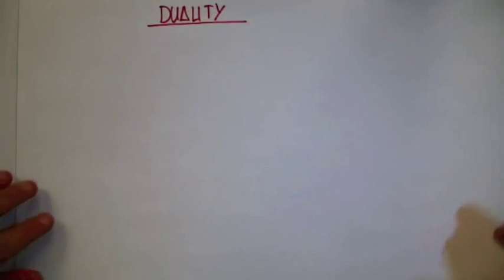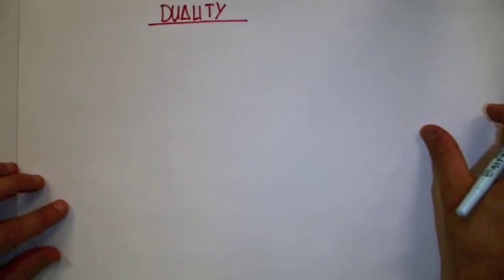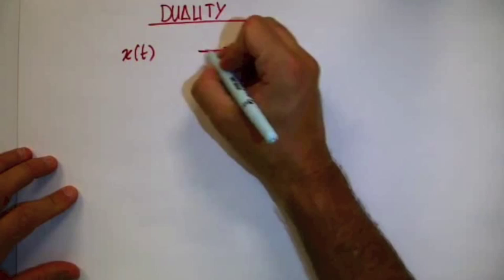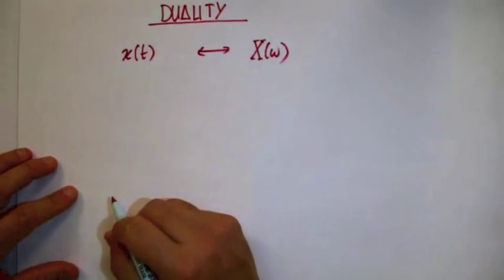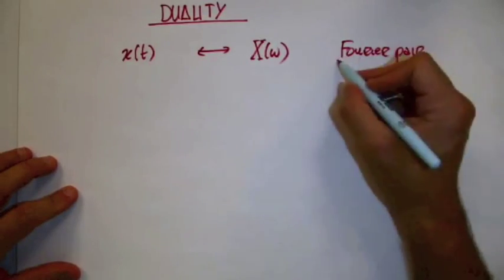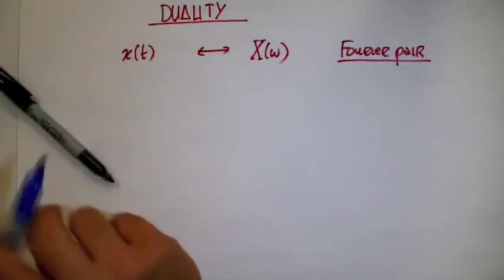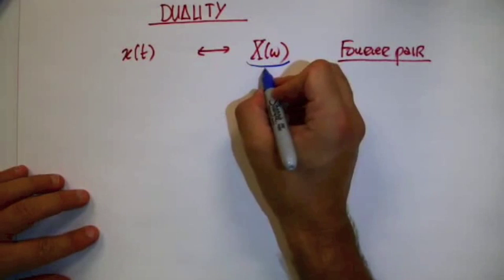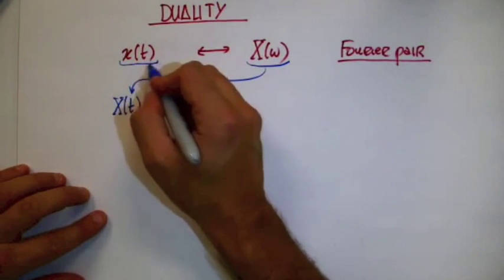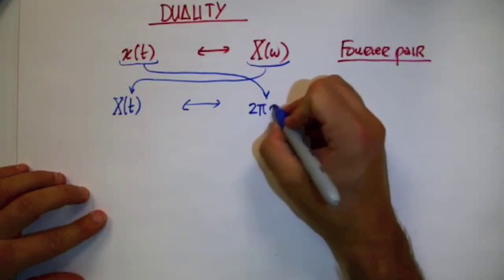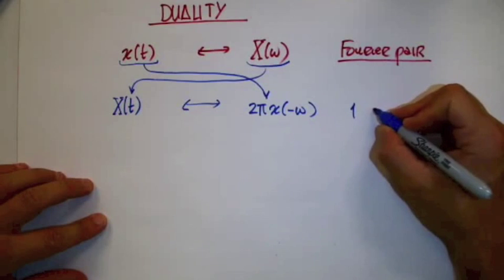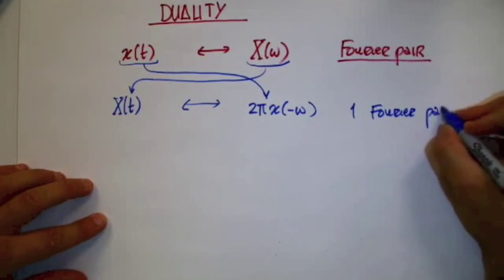Okay, let's basically discuss the duality property of the Fourier transform, and I show you that if you have a Fourier pair, x(t) and capital X of omega, you can get another one for free by simply taking X of omega and making it a function of the time, and then the corresponding Fourier transform is 2 pi x of minus omega. So this is one Fourier pair for free.